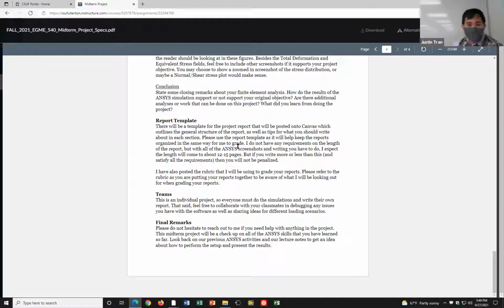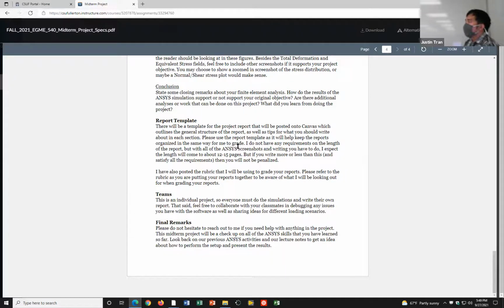In terms of the length, honestly, this is the first time I'm running this project, so I don't really know what to expect. But I will say there's no requirement: I don't expect a minimum and there's no maximum. Thinking about how much work has to be done, I would think it might be around 12 to 15 pages, especially with all the figures I'm asking you to include. But it very well could go up to 20 or 25 pages as well.